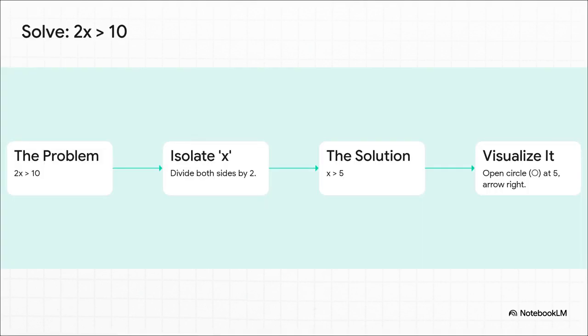This whole visual language isn't just for showing rules that are already clear. It's great for solving problems, too. Look at this. 2x is greater than 10. Okay, what does that really mean? Well, if we just do a little bit of simple algebra, divide both sides by 2, we get a super clear answer. x has to be greater than 5. And now we know exactly how to draw it. We use an open dot at 5, because 5 itself isn't included, and then an arrow pointing to everything bigger than 5.